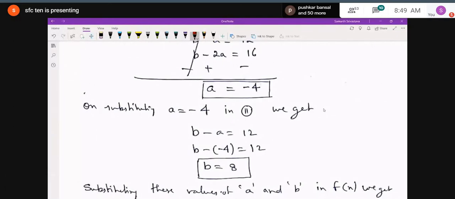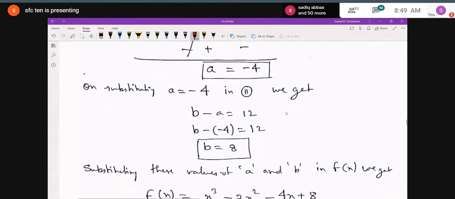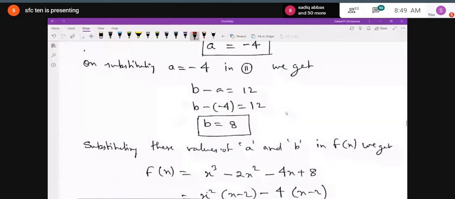Okay. Now, after getting these values of a and b, sometimes boys forget to read the statement in the question. You don't have to find the value of a and b only. You have to factorize the given polynomial completely. So what you will do, you will substitute these values of a and b in the given function. And what is the function?